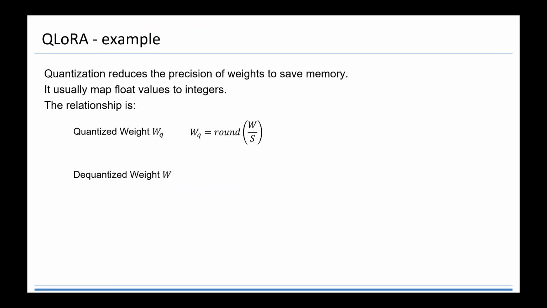So with the quantization, we want to reduce the precision width to save memory, and usually it maps float values to integers. What does it mean? We have the quantized weight. We want to round the W into a scale value. The scale value is to map this weight into integers. Do you know float? Float is like numbers with decimals, 0.3, 0.5, or 0.11 something. And we want to change this value into specific integers.